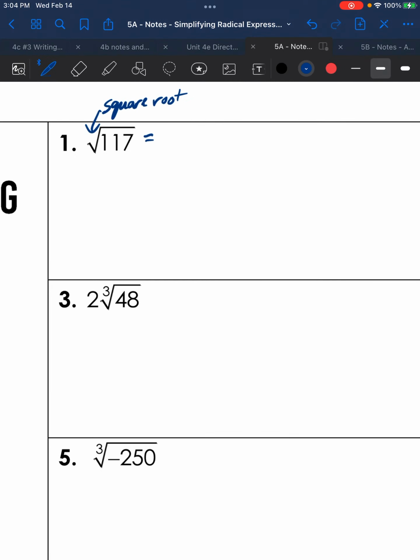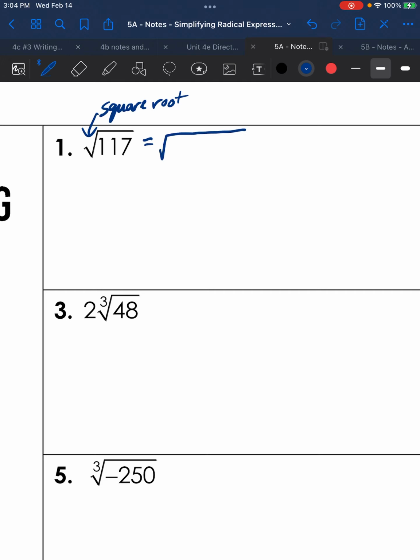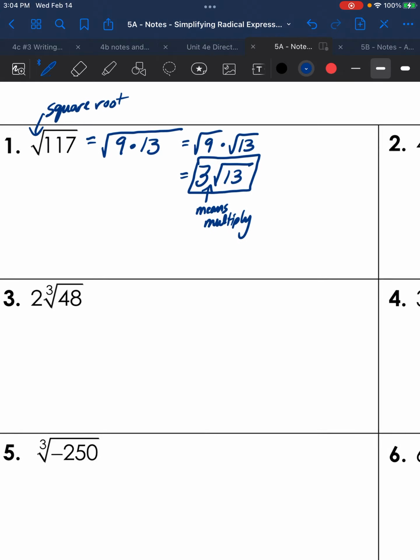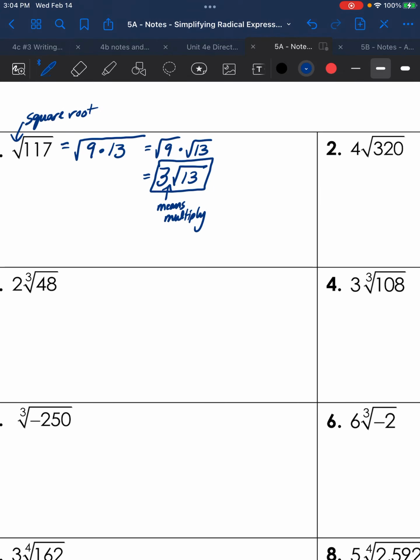So I'm going to replace the 117 with a 9, and it was times 13. And then I'm going to rewrite this. You don't have to rewrite it like this, but some of you might want to see this. I'm going to write right below: the square root of 9 is 3, and that's times the square root of 13. You don't have to write the little dot for times. When you put a number next to the square root, that automatically means multiplication. So no dot is needed. That just means 3 times the square root of 13.